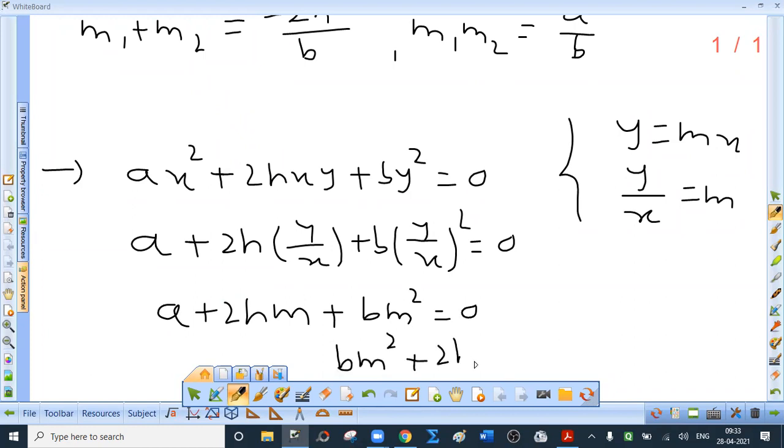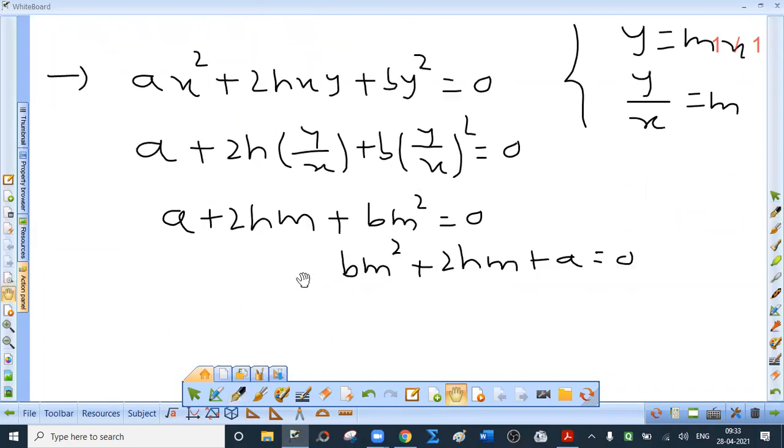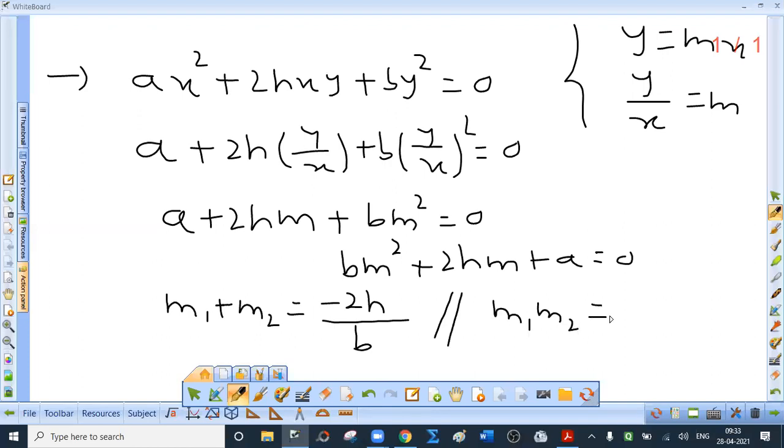Bm square plus 2hm plus a equal to 0. Now the roots m1, m2 of this quadratic equation are the slopes of the two lines given by this equation. Now can you tell me what is m1 plus m2? Now you should know theory of quadratics. m1 plus m2, yes, you guessed it right. Negative coefficient of m upon coefficient of m square. We obtained the same as before. What is m1 m2, the product? It is constant term upon coefficient of m square.